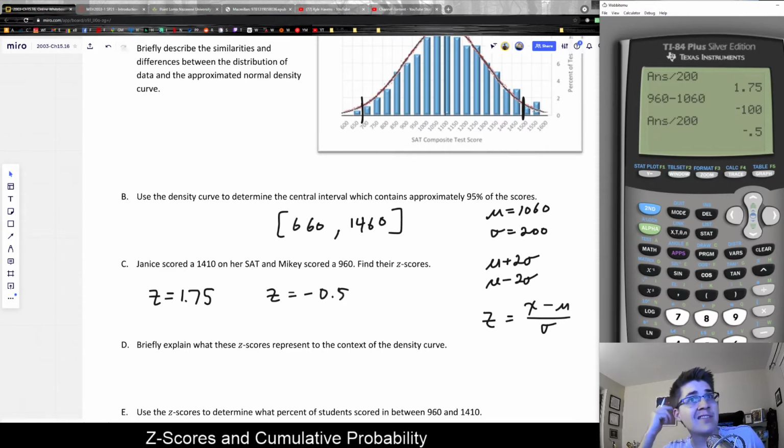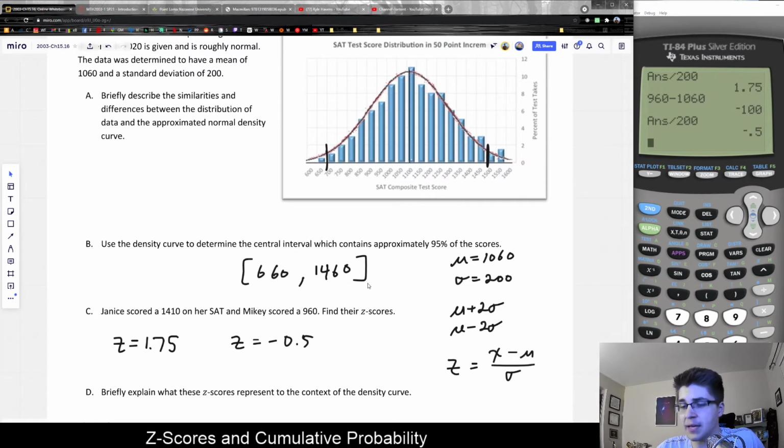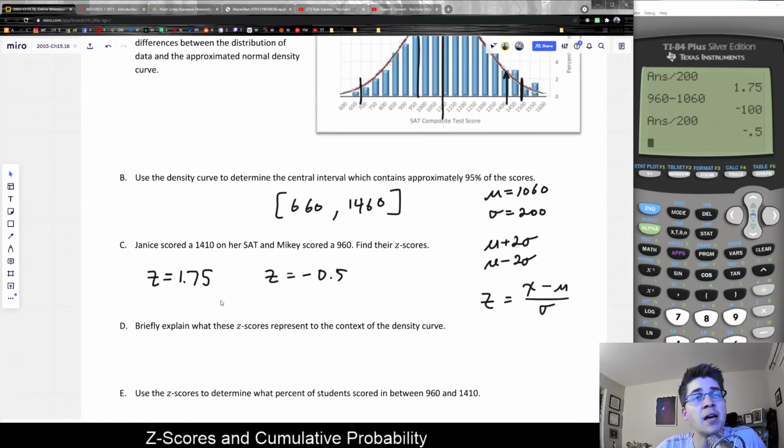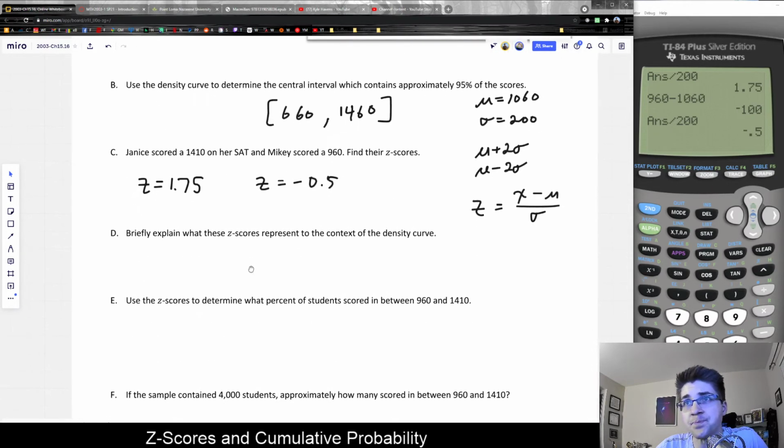And remember, the whole point of a z-score is to tell us how many standard deviations the score is away from the mean. Like with Janice's 1410, she's further away from the mean, which is in the center, than Mikey was with his 960. And it tells us Mikey is exactly half a standard deviation below the mean, whereas Janice is almost 2 standard deviations past the average. Again, that's the point of a z-score: how good is our score?